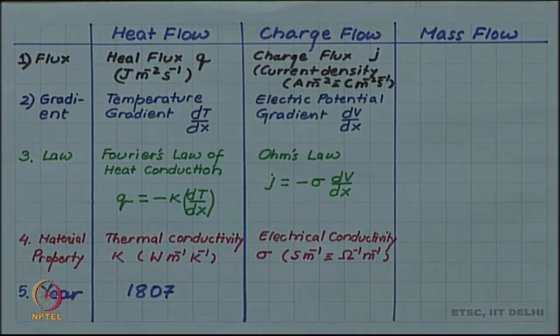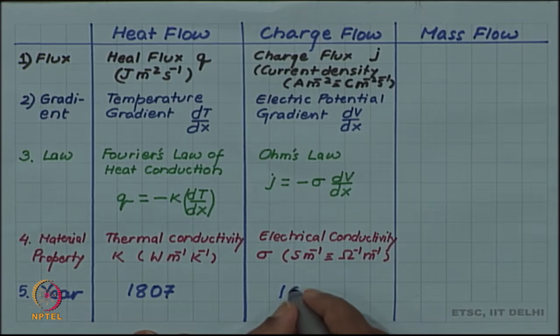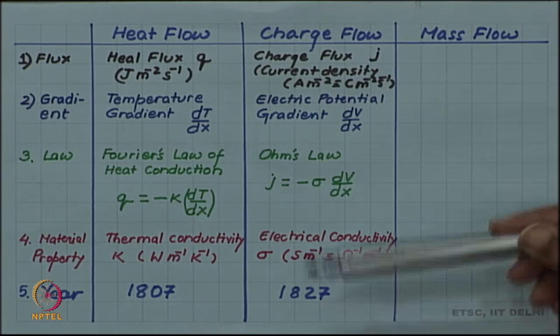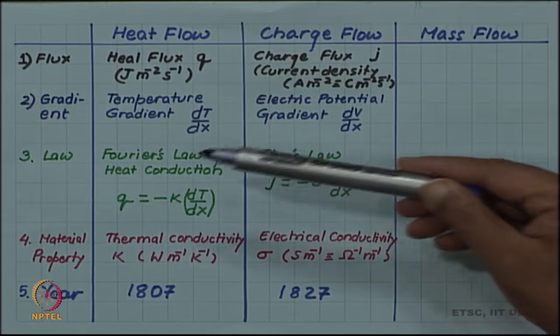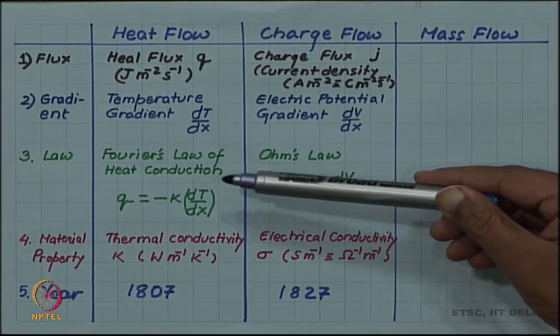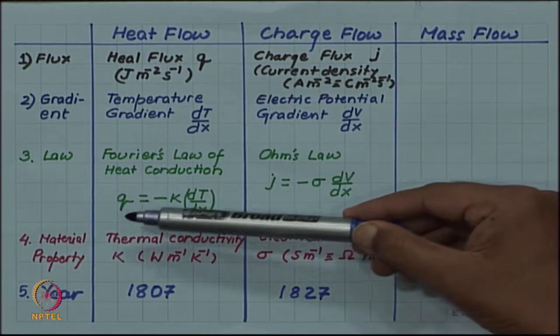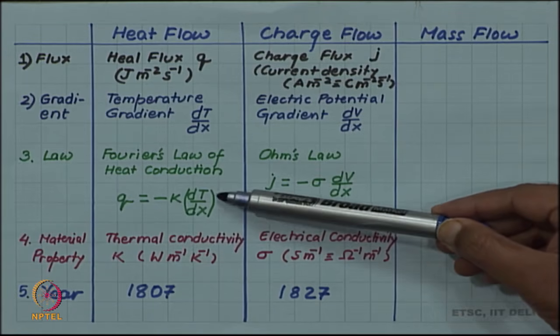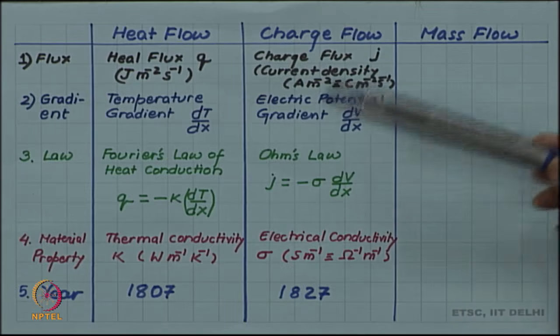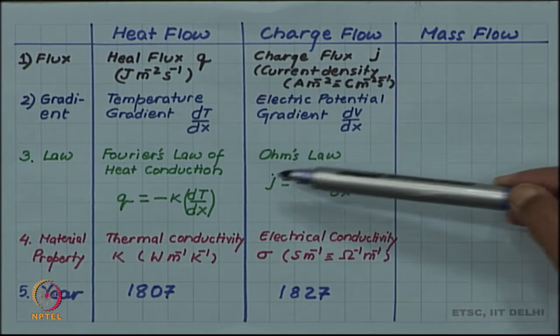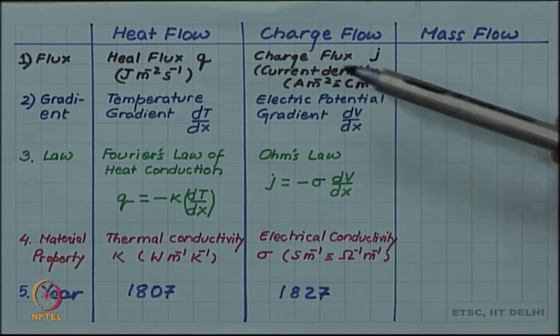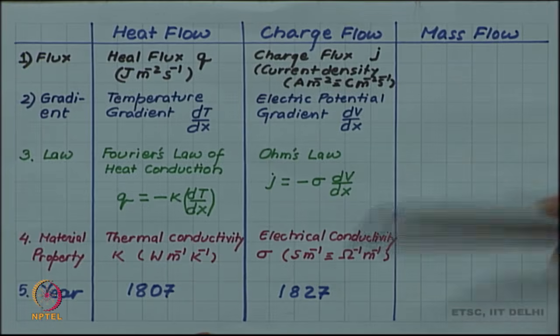This law was discovered 20 years later, in 1827, and in fact the inspiration for this law for Ohm came from the study of Fourier's law of heat conduction. Since he saw that in heat conduction there is a flux of heat which is proportional to the temperature gradient, he asked what should be the flux and the corresponding gradient in the case of charge flow. So, he could relate these two in 1827, 20 years after Fourier's law of heat conduction.